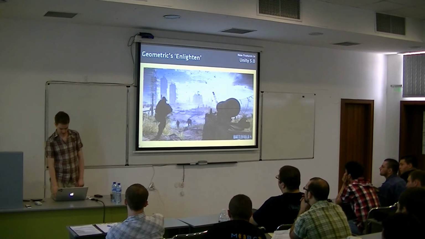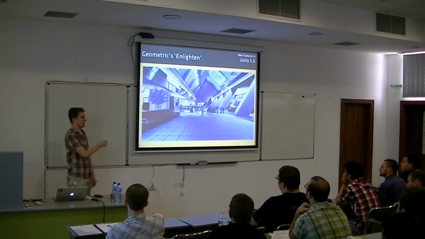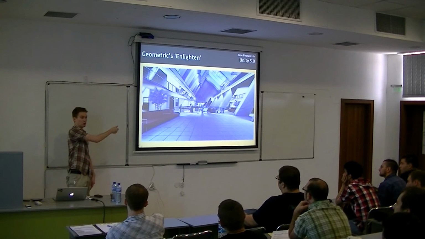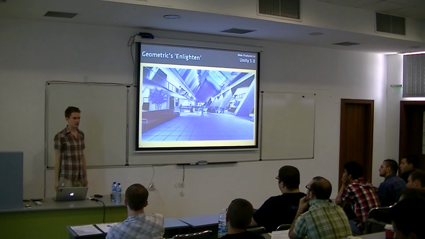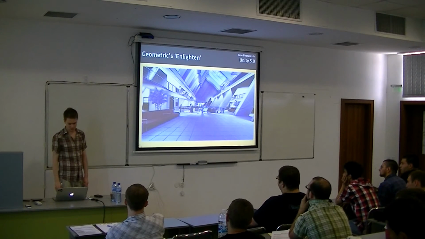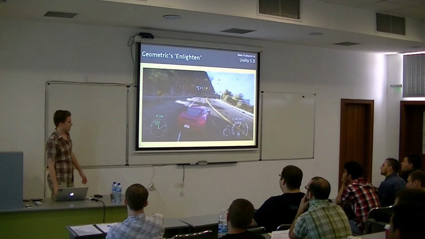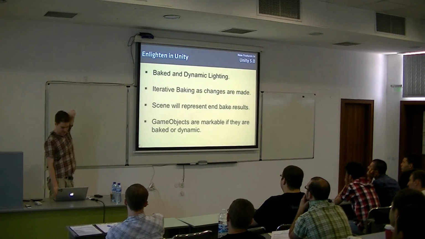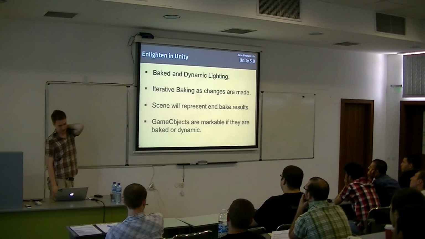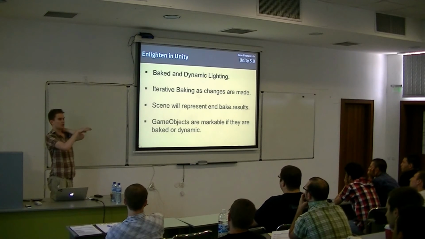So the idea is you'll be able to build up a scene like this, and all of your shadows will look like what they'll be in the end bake. And then you finish your game, and you're like, oh, the light map is already done. Cool. It also works on moving objects, so if you have cars, they all work in there. So you have baked and direct lighting, iterative baking, scene will represent and bake. So as you set the shadows up, it'll look like that.